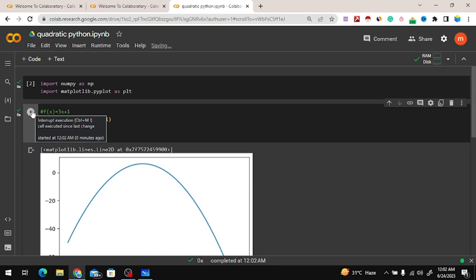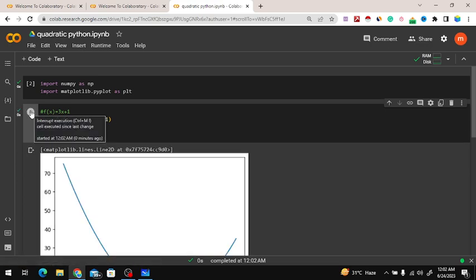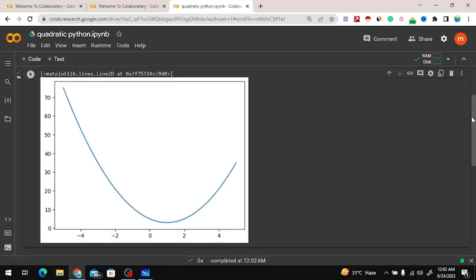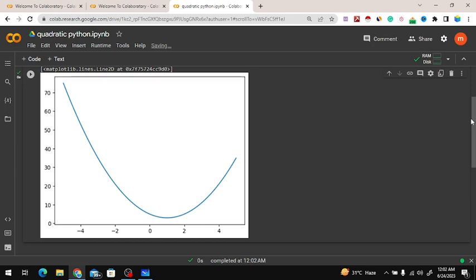And another, it's 2x square minus 4x and plus 5. It looks like this. It's moving out above 0. So these are the ways we can plot in different ways.